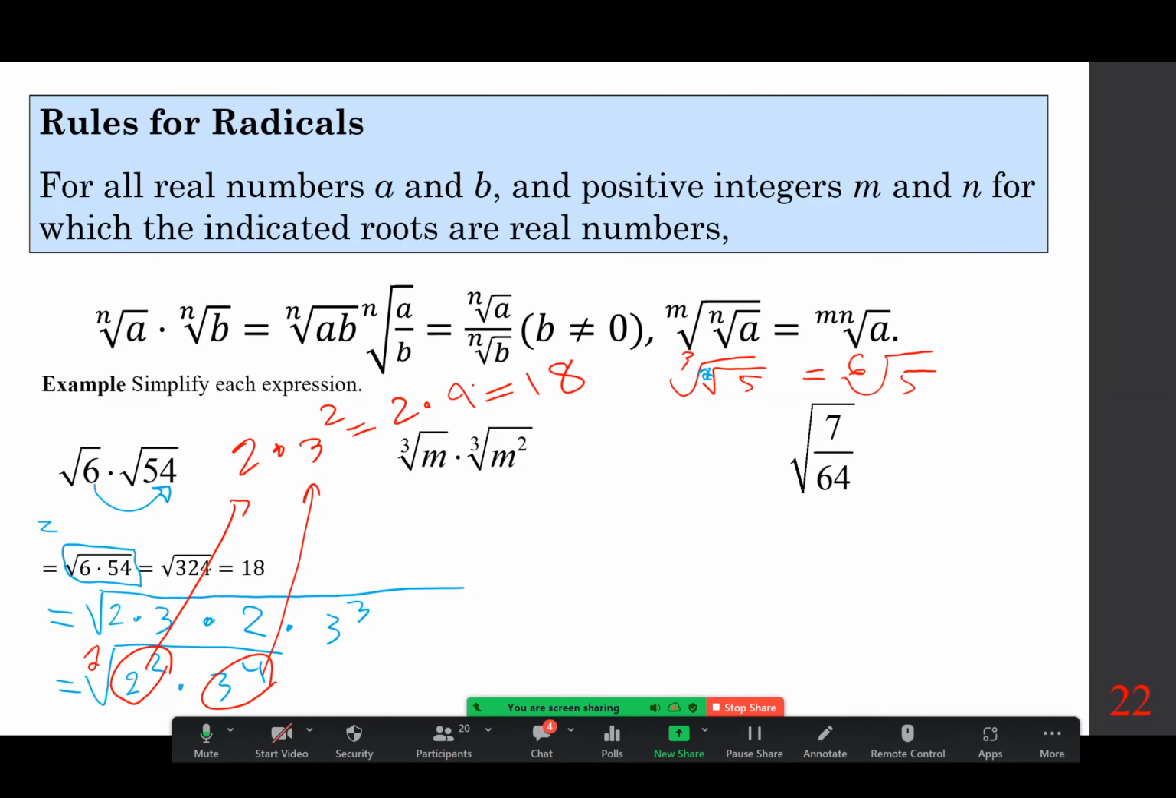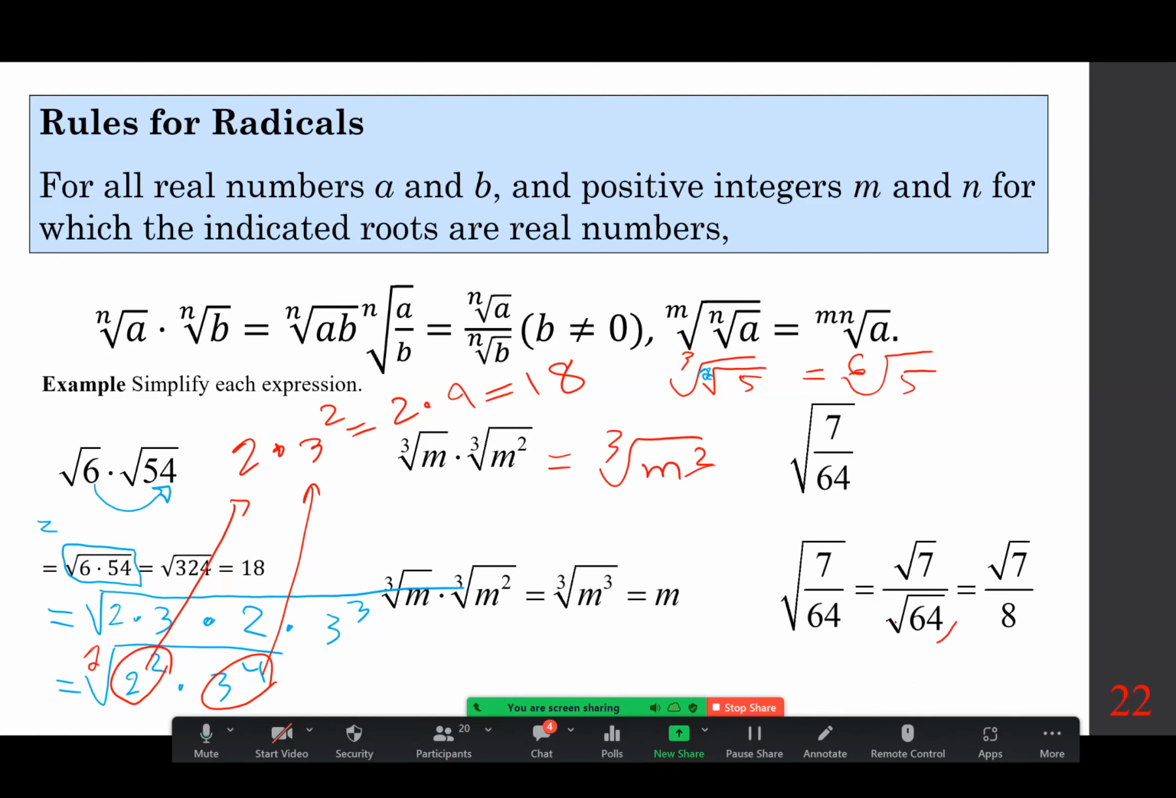The next one is cube root of m, cube root of m squared. If you put them together, it is cube root of m cubed, and it comes out as m. The last one, if we separate the top from the bottom, comes out as 8. This is 8, so it makes life easy.